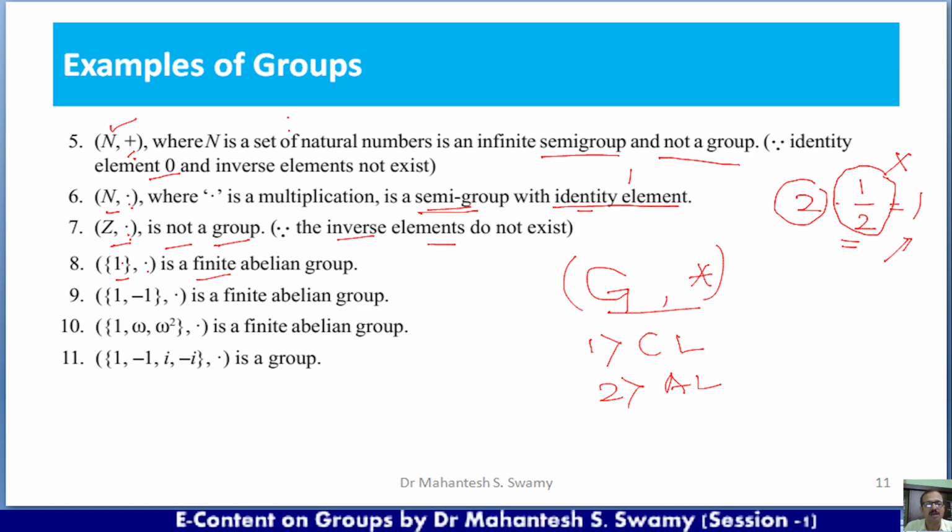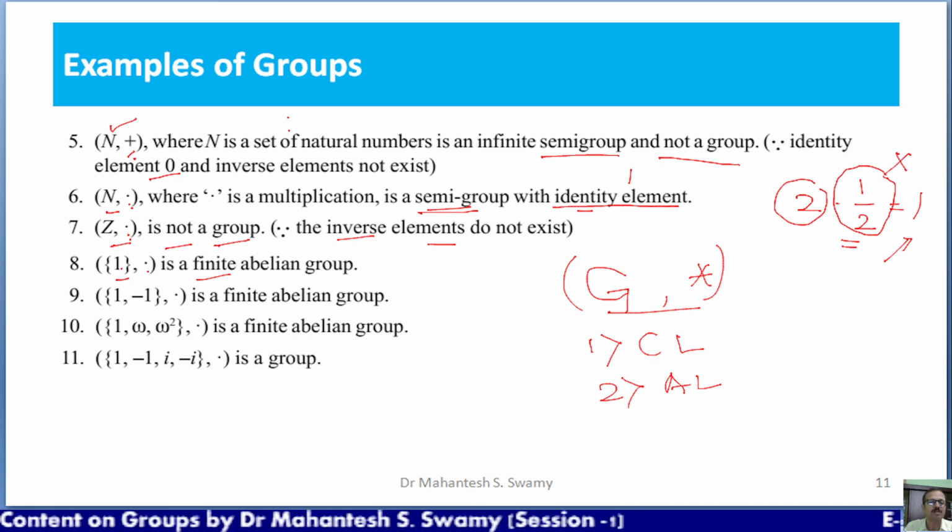1 star 1 is 1, and 1 star (1 star 1), here star is multiplication, so 1 into (1 into 1) is (1 into 1) into 1. That is, the associative law is satisfied. 1 itself is the identity element, so the identity law is satisfied. And the identity element is the inverse of itself. Therefore, 1 is the inverse of 1 itself. Therefore, all the 4 axioms are satisfied. Therefore, it is a group.